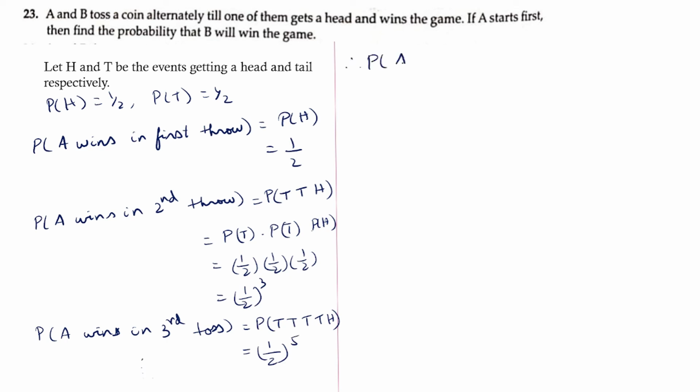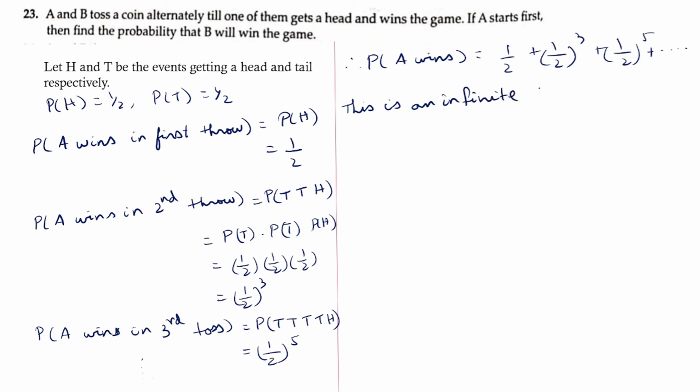Therefore, the probability of A wins will be the sum of each of these. So it will be half plus half cube plus half the whole raised to 5 plus up to etc. So this is an infinite geometric series with a equal to half and the common ratio equal to half the whole square.